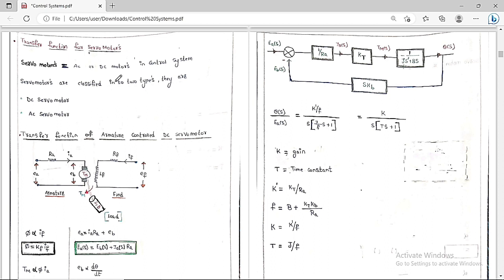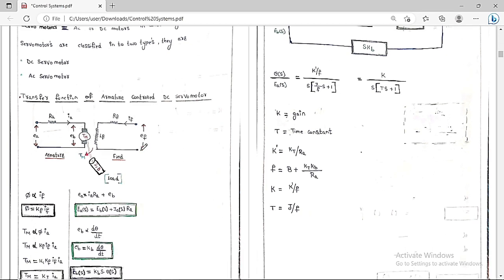So we can say in simple words like this: servo motors basically have a 3-phase winding in the stator and a single-phase winding in the rotor. These are classified into two types in control systems: the DC servo motor as well as the AC servo motor. Now we will see the transfer function of the armature-controlled DC servo motor.